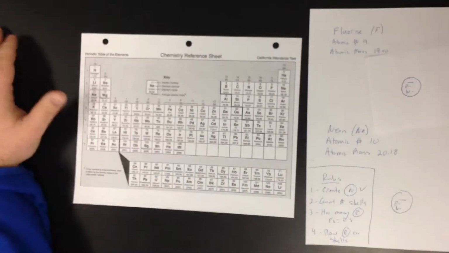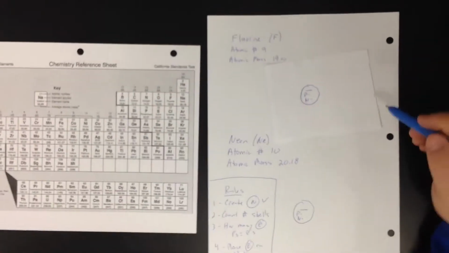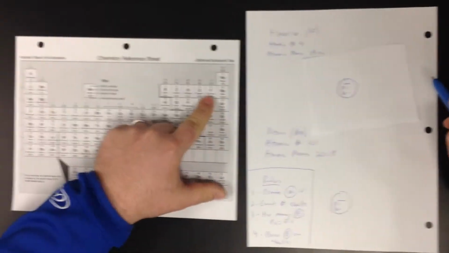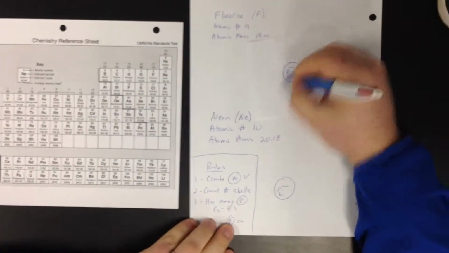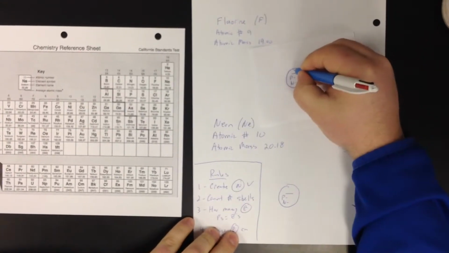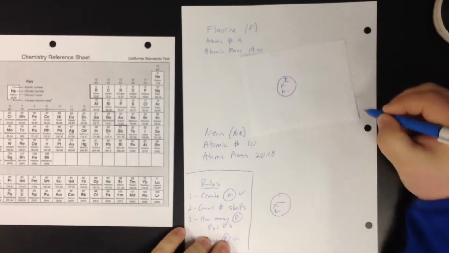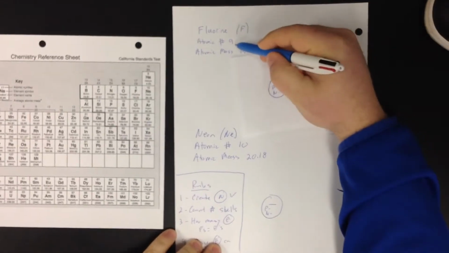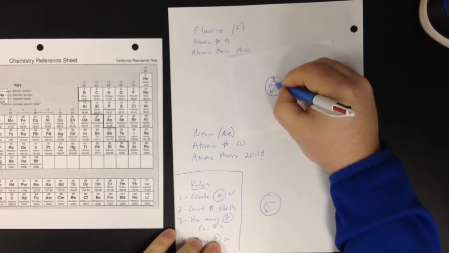Let's take a look at what we got here. Got my periodic table over here. First one I'm going to do is fluorine. Look over there, right there is fluorine. Now, I know that the first thing I have to do is create my nucleus. Going to put F in there. My number of protons, atomic number is 9, therefore I have 9 protons.